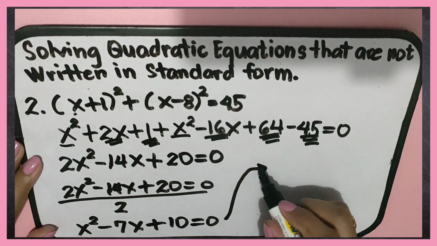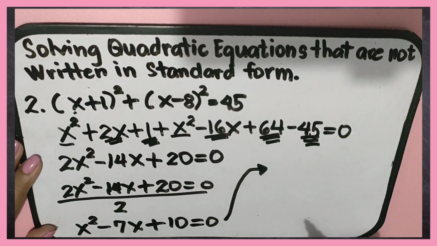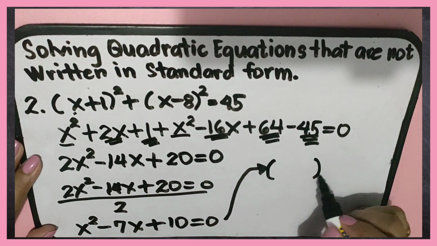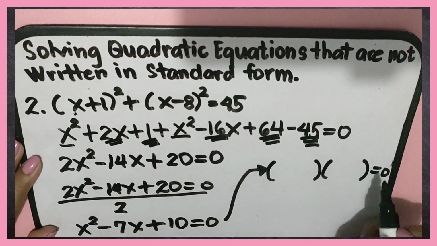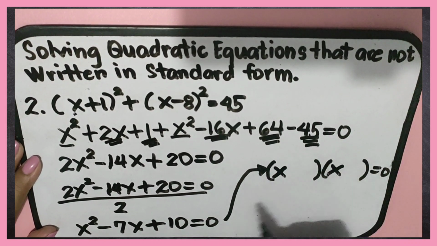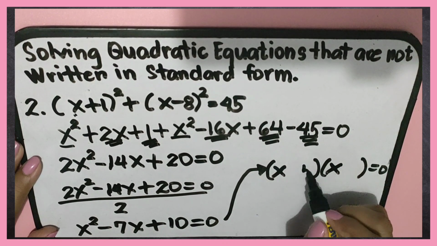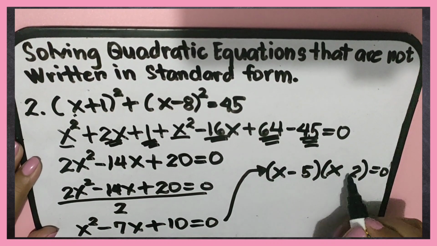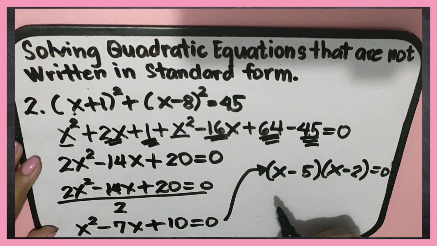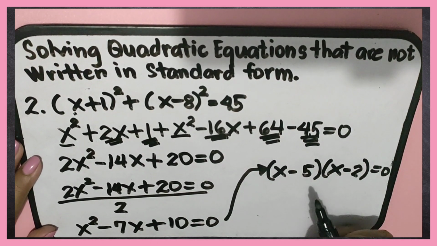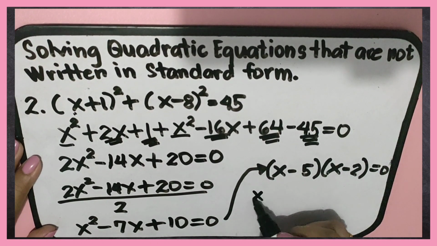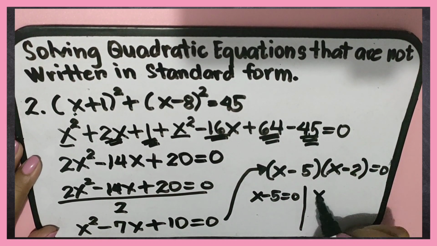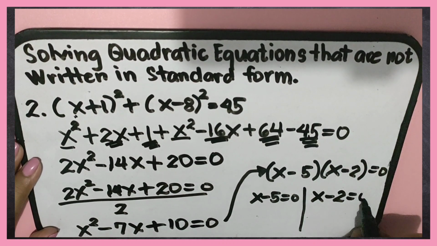Then using the factoring method, let us factor x squared and then 10. Do not forget that our middle term is negative 7x. So let us factor. So we have x and x, then factor 10. So we have 5 times 2, and then we have the 2 negative signs. Okay. Then using the principle of zero product property, we have now x minus 5 equals 0, and then the other one is x minus 2 equals 0.